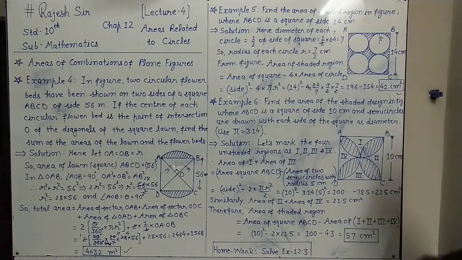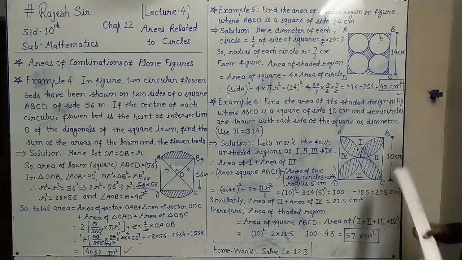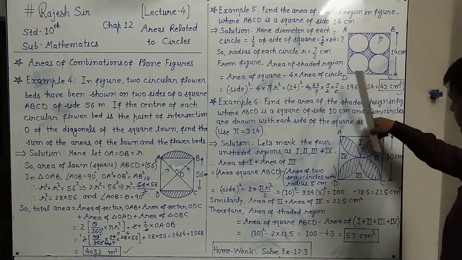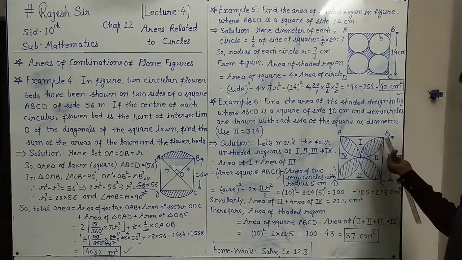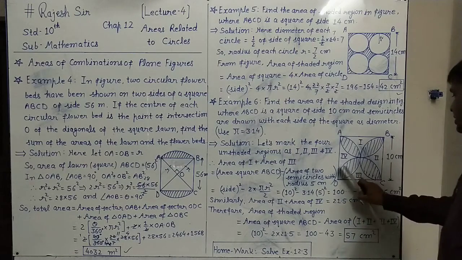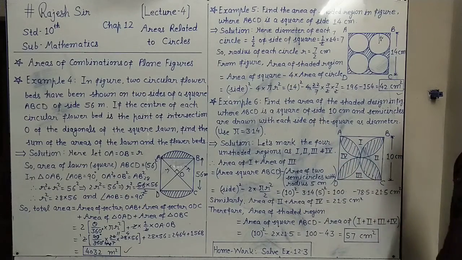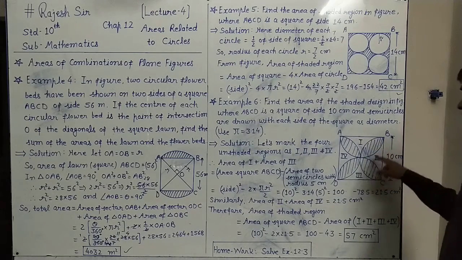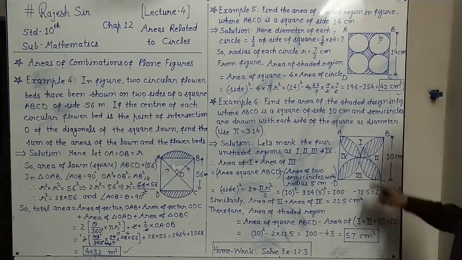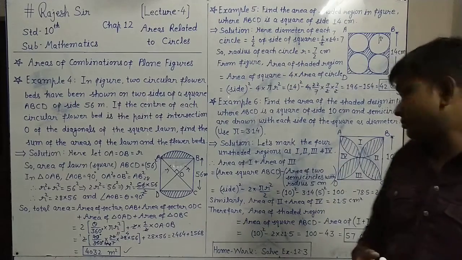If we consider each side as a diameter, like AB first, its center will be the middle of it. This way the semicircle is drawn on BC, this way on DC, and on AD this way the semicircle is drawn. So each side is taken as a diameter and semicircles are drawn, and that way this design comes. On this design the shaded part is given, and we want to find out the shaded region.